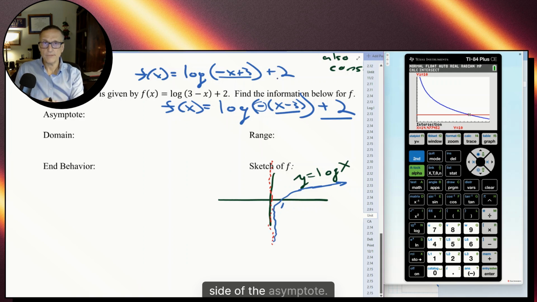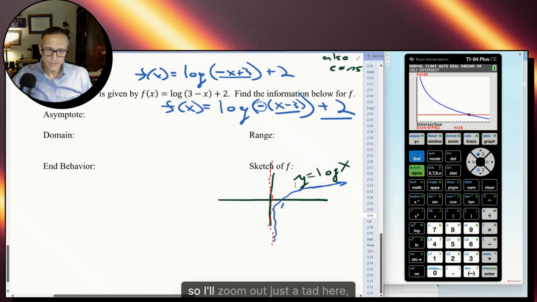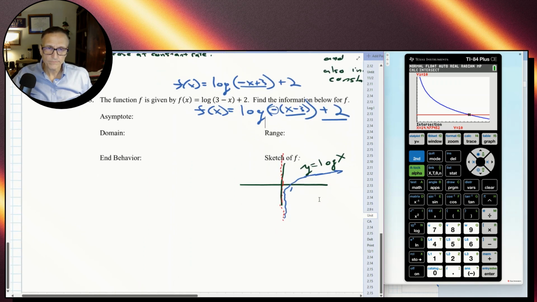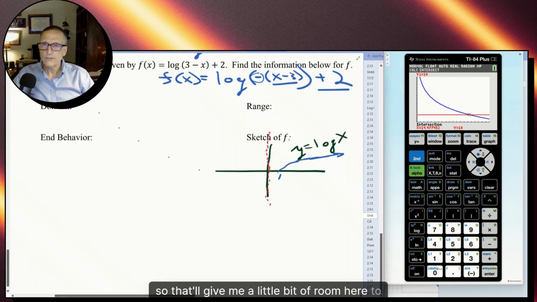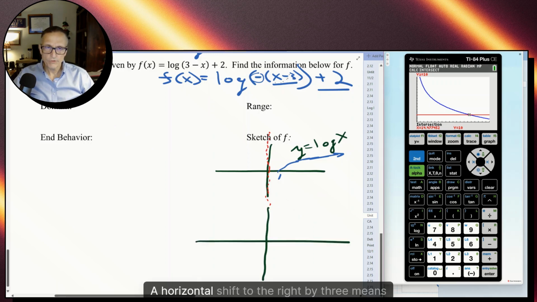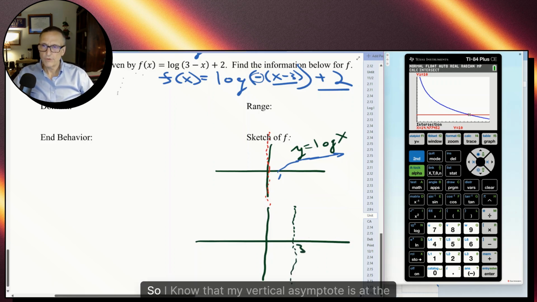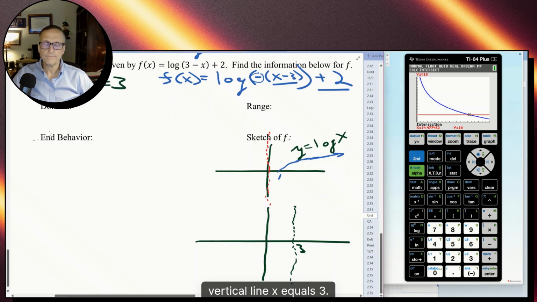So when I sketch this, I'll zoom out just a tad here. Maybe zoom in a bit here. Okay, so that'll give me a little bit of room to make my graph. A horizontal shift to the right by 3 means that the asymptote is going to shift over 3 units to the right, over here at 3. So I know that my vertical asymptote is at the vertical line x equals 3.